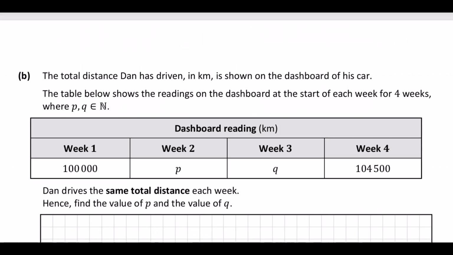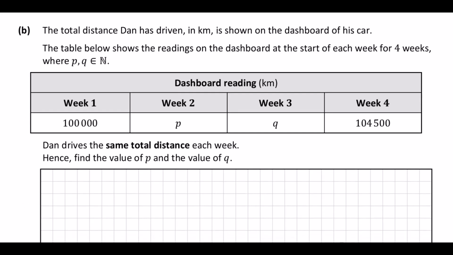Okay, next question then. The total distance Dan has driven in kilometers is shown on the dashboard of his car. The table below shows the readings on the dashboard at the start of each week for 4 weeks, where p and q are natural numbers. Dan drives the same total distance each week, hence find the value of p and the value of q.